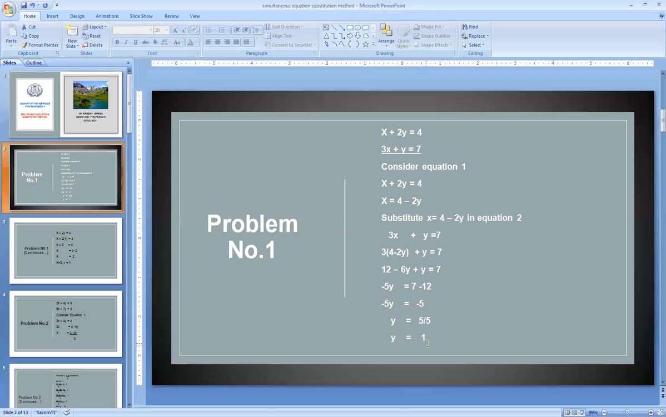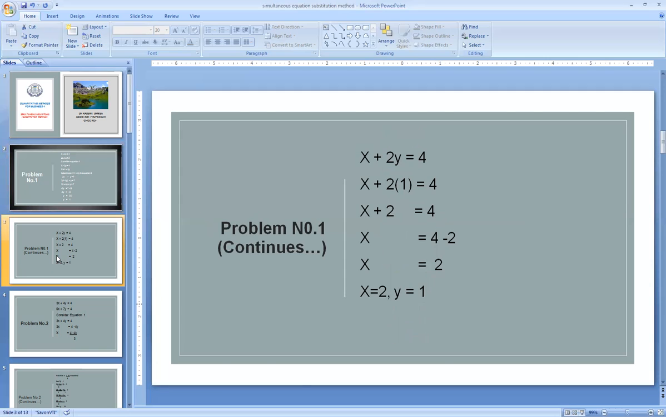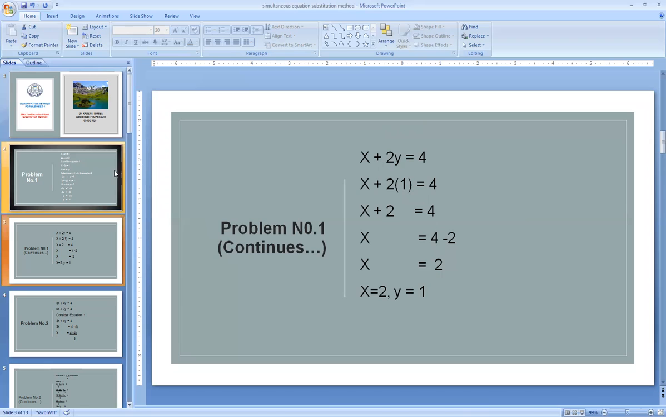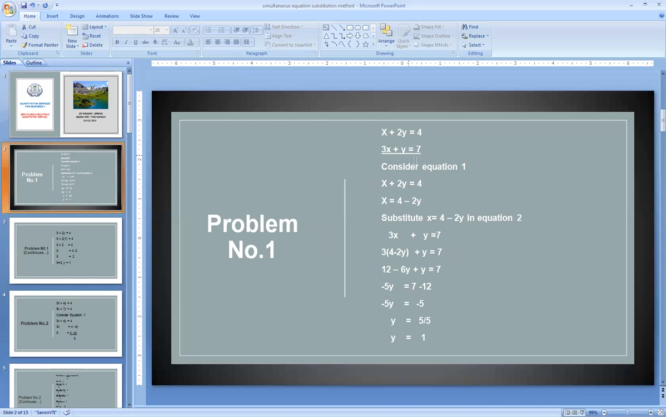So this is how, when we substitute the value of x, we can find the value of y. Let us continue, because now we have to calculate the value of x. Same thing, we are going to substitute the value of y equals 1 in the first equation, that is x plus 2y equals 4, because after substituting in the second equation we got the value of y equals 1.